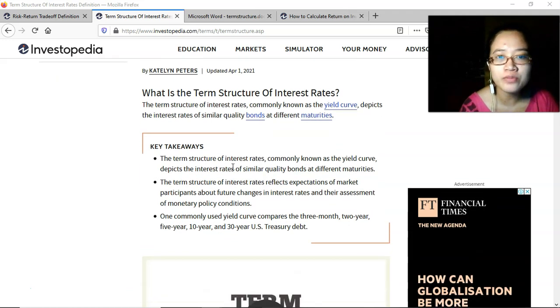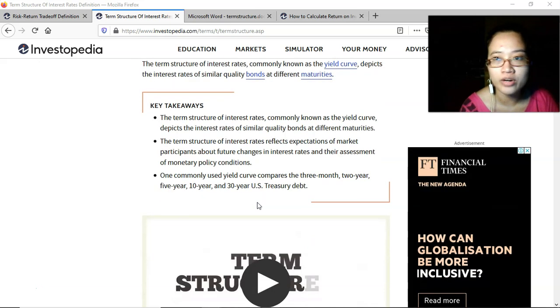Key takeaways: the term structure of interest rates, commonly known as the yield curve, depicts the interest rates of similar quality bonds at different maturities. The term structure of interest rates reflects expectations of market participants about future changes in interest rates and their assessment of monetary policy conditions. Okay, so it's related to monetary policy. Depending on the situation of the economy, the monetary board through the central bank could increase or decrease the interest rates prevailing in the market.